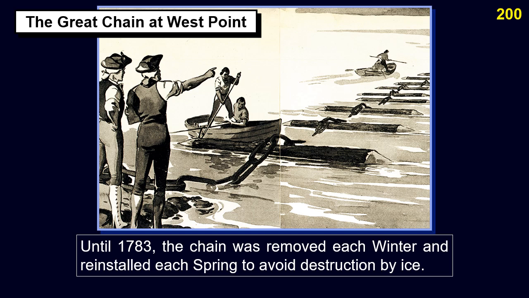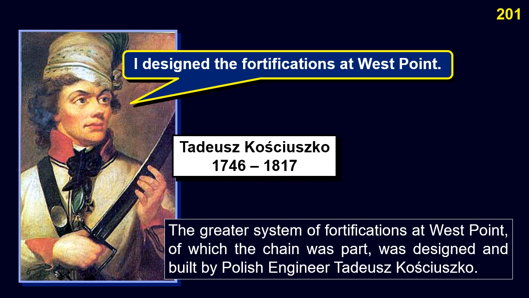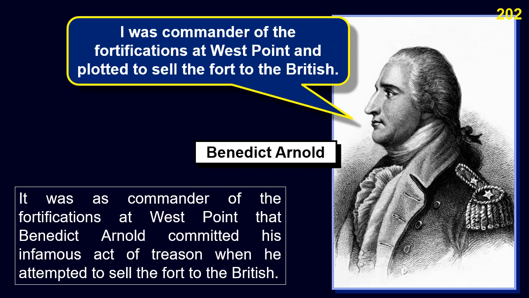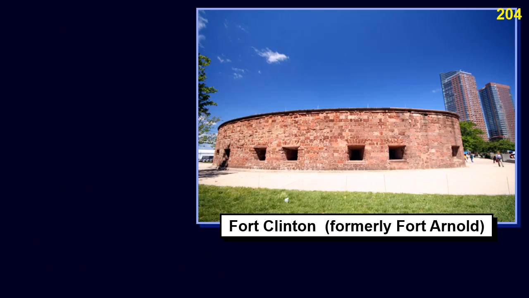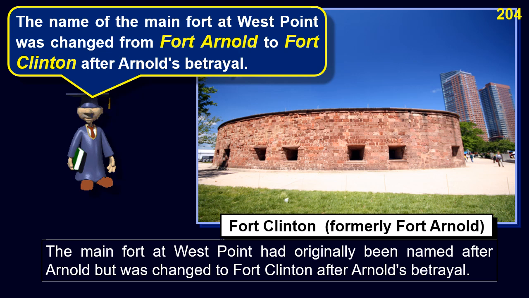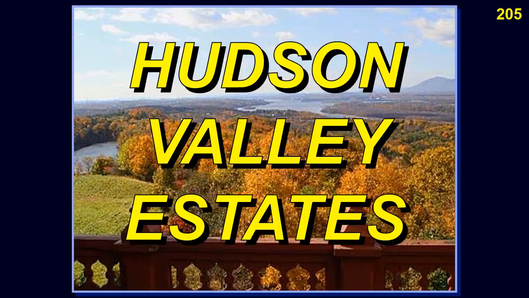The great system of fortifications at West Point, of which the chain was part, was designed and built by Polish engineer Tadeusz Kosciuszko. It was as commander of the fortifications at West Point that Benedict Arnold committed his infamous act of treason when he attempted to sell the fort to the British. The British never attempted to run the chain, but in the course of his correspondence with the British, Benedict Arnold claimed that a well-loaded ship could break the chain. The main fort at West Point had originally been named after Arnold, but was changed to Fort Clinton after Arnold's betrayal.